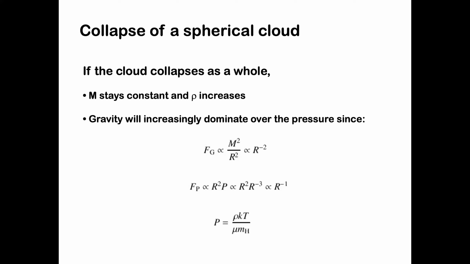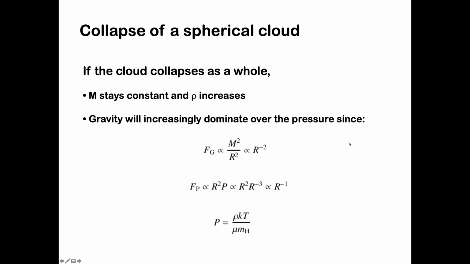Of course, there are magnetic fields, but there are not many extra motions that slow down the collapse, except of course for the magnetic field. But just considering gravity and pressure, you see from here that gravity will increasingly dominate.